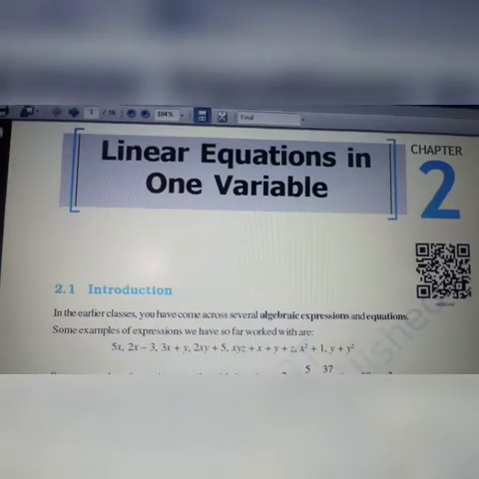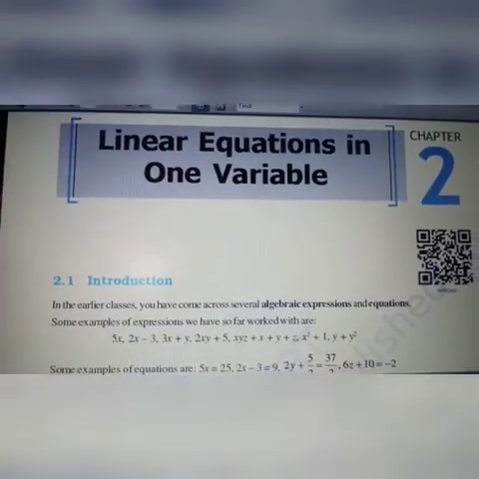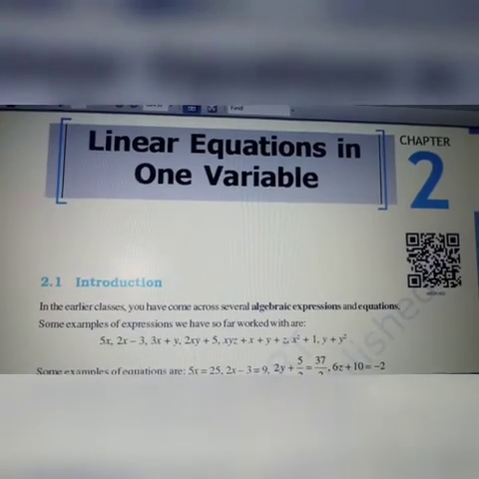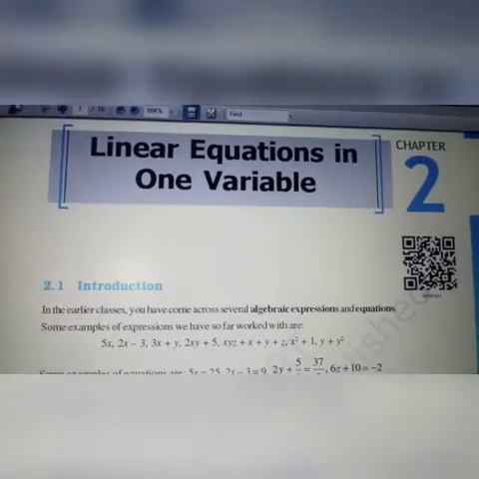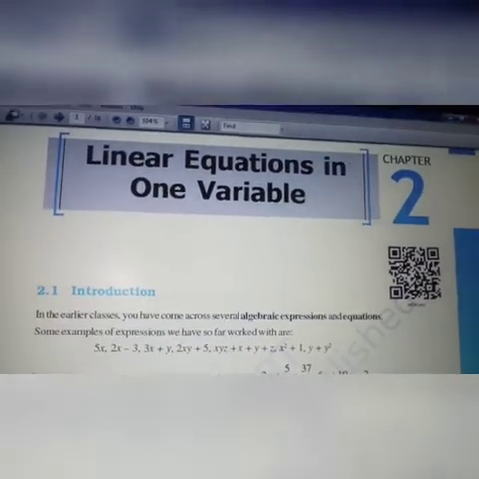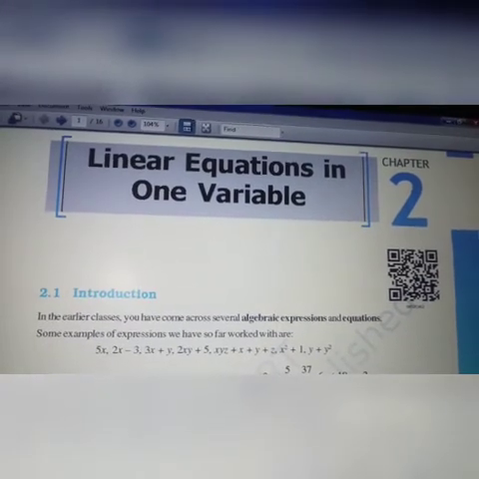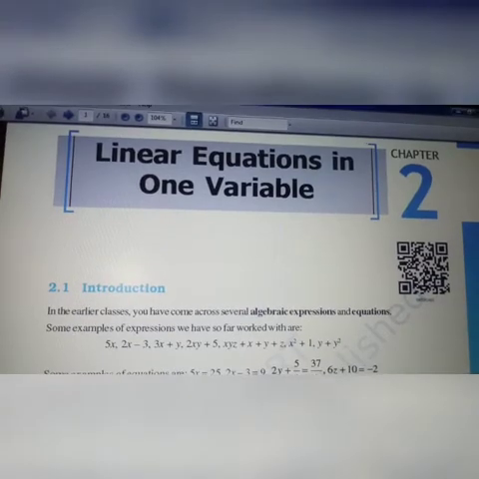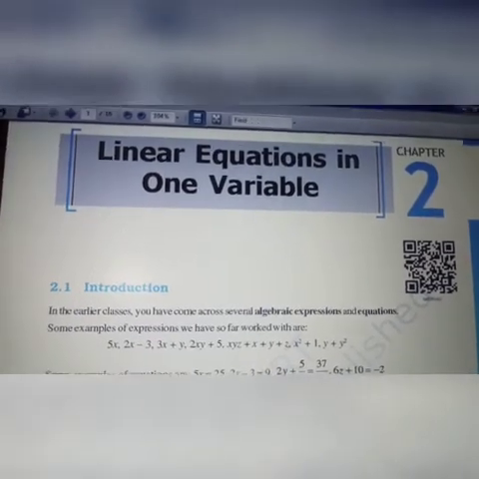Now we can revise our chapter 2. What is our chapter 2? Linear equations in one variable. Linear equations means what? Linear means x power 1. Okay, if a variable's power is 1, that is a linear equation.